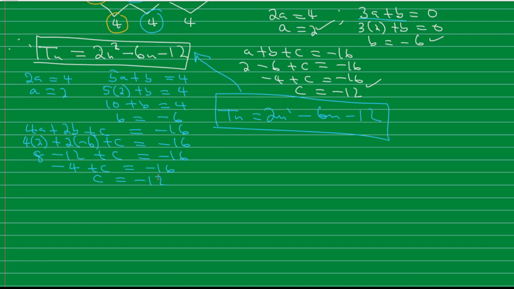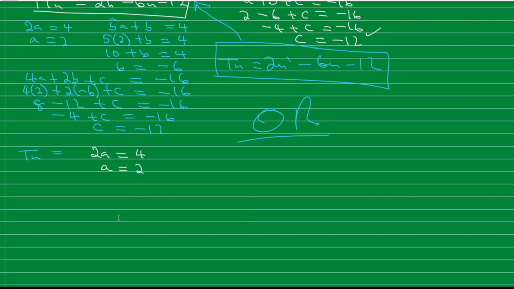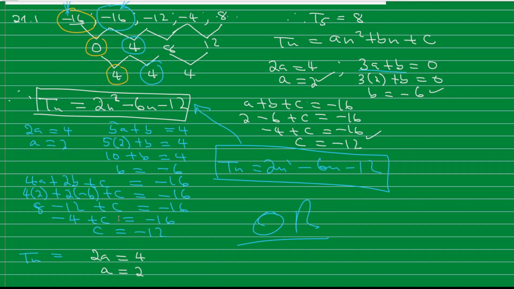Another way of finding a, b, and c, if you don't want to use this: 3a plus b is equal to 0, and a plus b plus c is equal to negative 6. I suggest you practice that, because it's actually a shorter method than what we are going to work on now. So the other approach that you can use is this: we now got our a as 2.